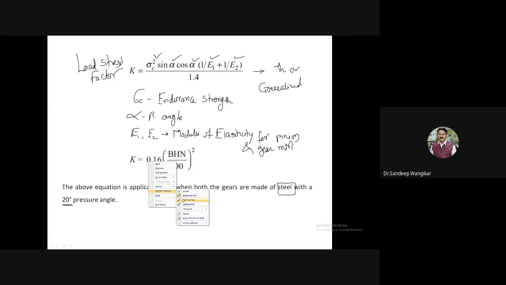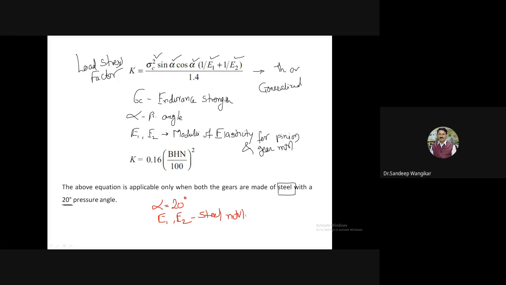If we substitute these values, that alpha is equal to 20 degree and E1 and E2 values for steel material, it is approximately 206 into 10 raised to 3 Newton per mm square. We have used this in analysis of mechanical elements also a number of times, 2 into 10 raised to 5, 2.1 into 10 raised to 5. So the same value, 2.06 into 10 raised to 5 or 206 into 10 raised to 3 Newton per mm square.